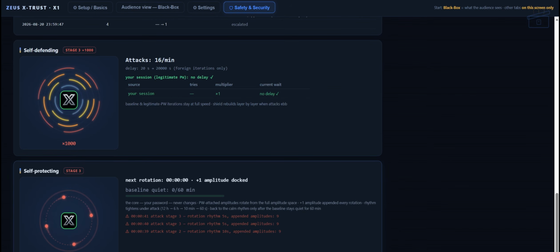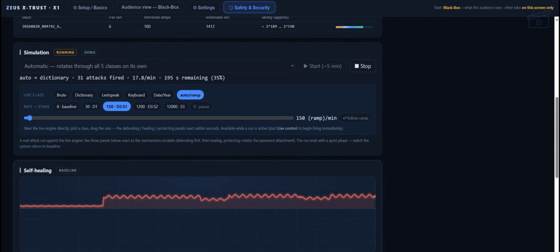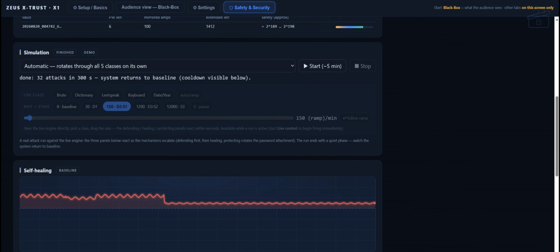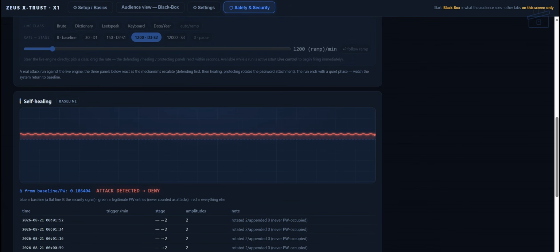Self-protecting. At the same time, X1 can change the security state itself. An additional live amplitude is attached, expanding the internal authentication object by another 12 digits. As the attack level increases, the amplitude set begins to rotate through the available amplitude space. Under normal conditions, rotation occurs every 24 hours. Under increasing attack pressure, this is reduced to 6 hours, then 1 hour and finally 20 minutes. After the attack has ended and the network remains quiet, X1 returns to its normal protection rhythm.